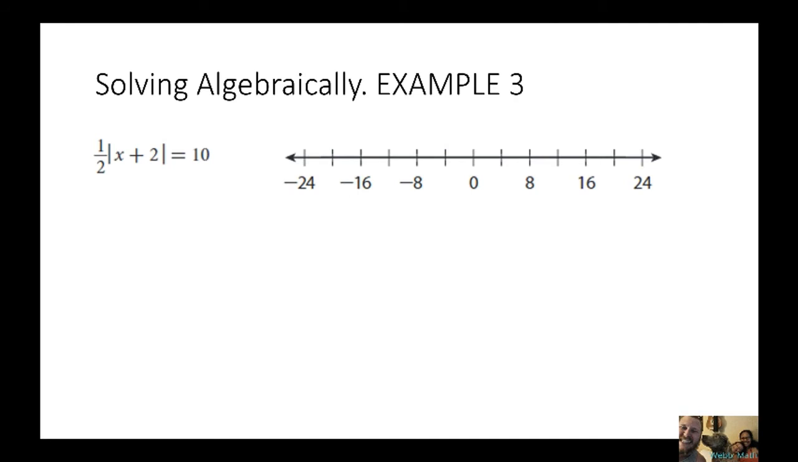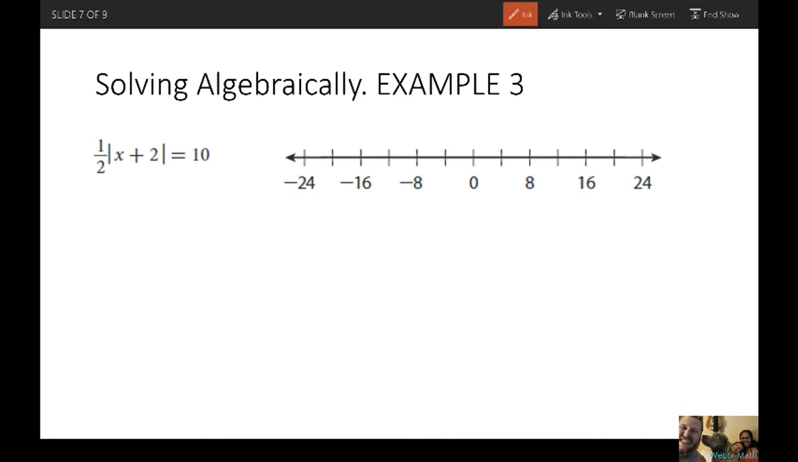Okay, example 3. This one's kind of nice. We don't have any plus or minuses after the absolutes. We have a multiplying 1/2. So we can use the reciprocal rule.